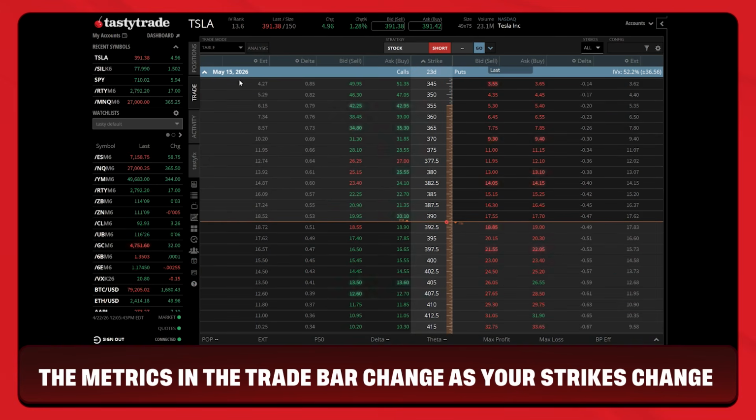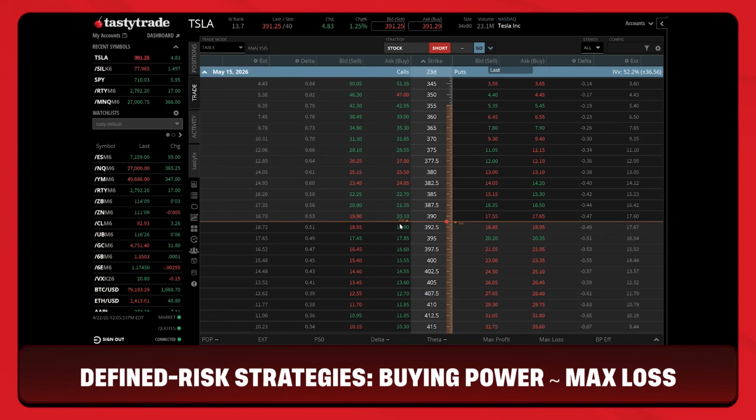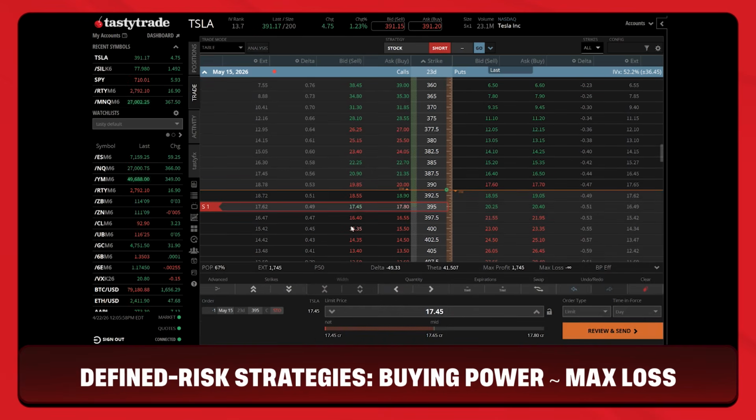Okay, so sticking with Tesla, that was an undefined risk strategy. Let's now turn our attention to a defined risk strategy. So let's say that you wanted to play Tesla to the downside and you were bearish on Tesla, but you wanted to do it in a defined risk way. So maybe you sell a 395/400 call spread. And so you're going to notice a couple of things about the trade bar here that are similar to what we saw before, but then you're going to notice a few that are very, very different.